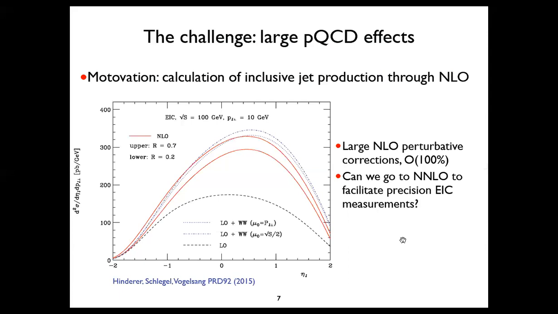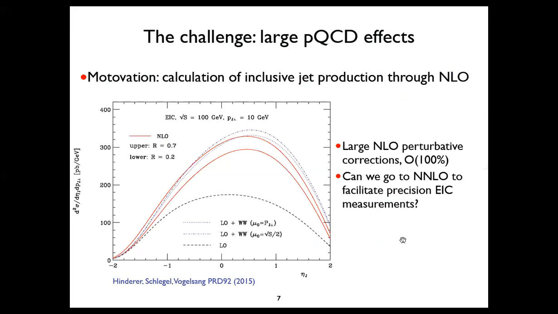The major thing is that when you go to next-to-leading order, which is shown in red, you see quite a large jump, by roughly a factor of two or so. These various other blue and gray dashed and dotted lines I'll talk a little bit more about later. They indicate the so-called Weizsacker-Williams photon contribution to this cross-section. But the major punchline of this plot, which motivated us, was the fact that there are very large perturbative corrections to this process. The question we posed to ourselves is, can we extend the description of such processes to the next-to-next-to-leading order level in order to facilitate future precision EIC measurements?